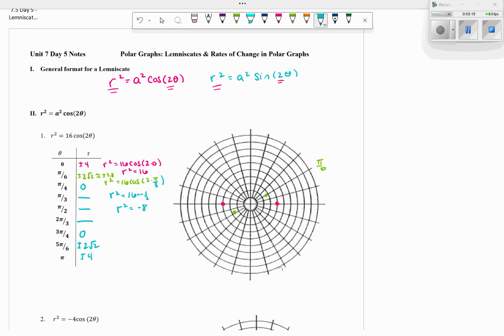So let's go ahead and take a look at what our graph looks like. So remember, 3 pi over 4 is here, so we would go out a distance again of about 2.8. And same thing on the other side, 180 degrees in the other direction.